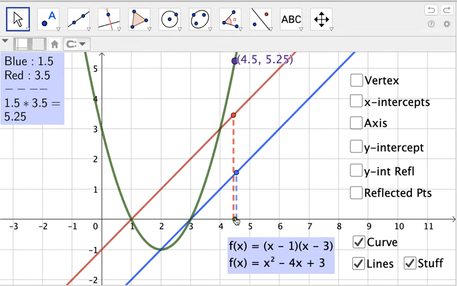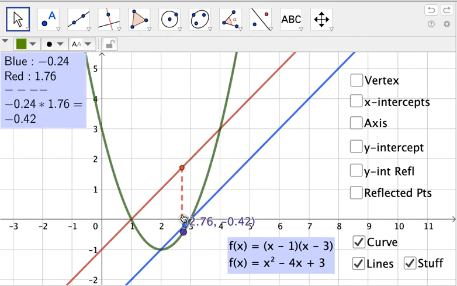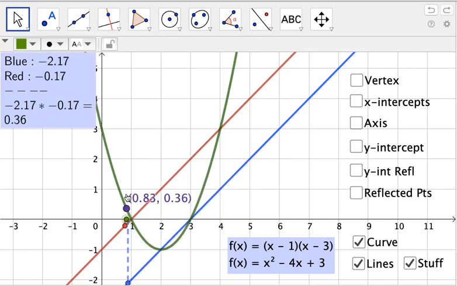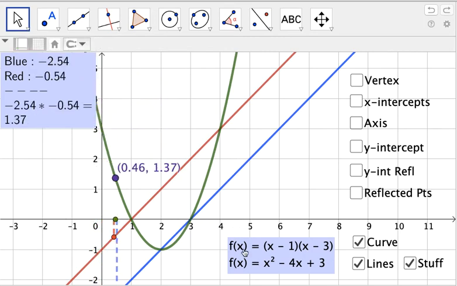So as we move this, we can see that the purple point moves along this green curve here. And so we can say that this parabola is a result of multiplying the line x minus 1 times the line x minus 3.